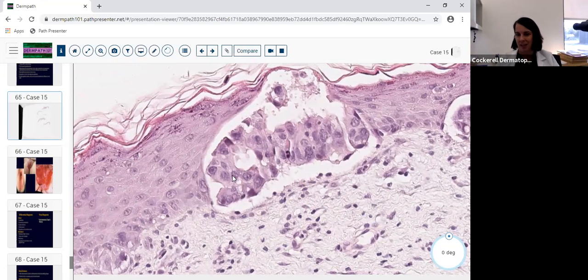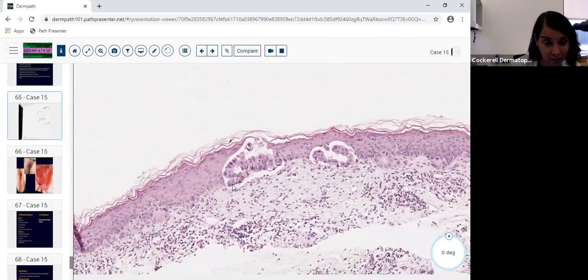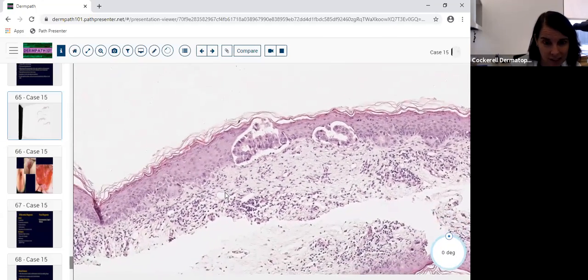It's in the epidermis. There's no invasion here. Oh, we found out this is in the genital region, vulvar region. So it's extramammary Paget's disease without a single stain because of these lumina.